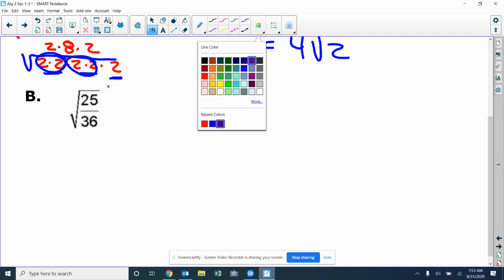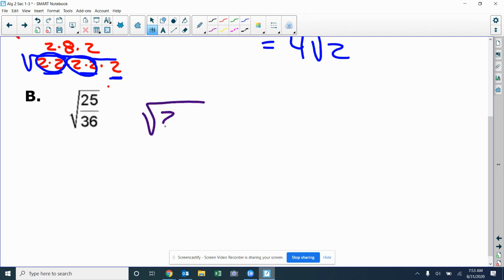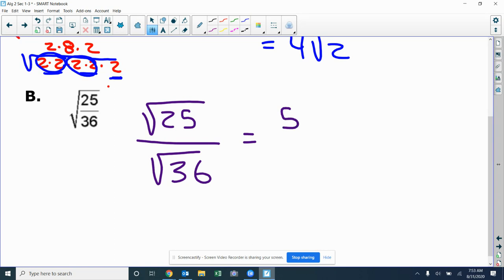Now, we can rewrite this one as the square root of 25 over the square root of 36. Now, why do we like 25 and 36? Because they are what? Perfect squares. Square root of 25 is 5 times 5, so it ends up just being 5 here. And of course, the square root of 36 is 6 times 6, which is 6. And I have my match. I have my guy there. So if they're written as a fraction, we can split them and move forward there.